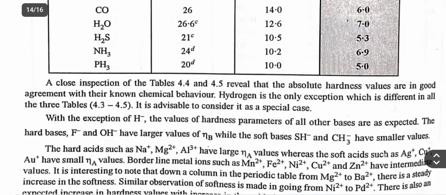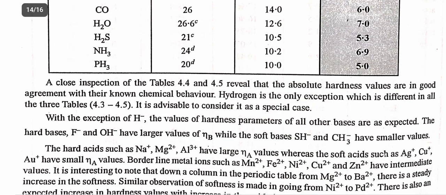A close inspection of tables 4.4 and 4.5 reveals that the absolute hardness values are in good agreement with their chemical behavior. Hydrogen is the only exception, which is different in all the three tables. It is advisable to consider it as a special case. With the exception of H negative, the values of hardness parameters of all other bases are as expected.